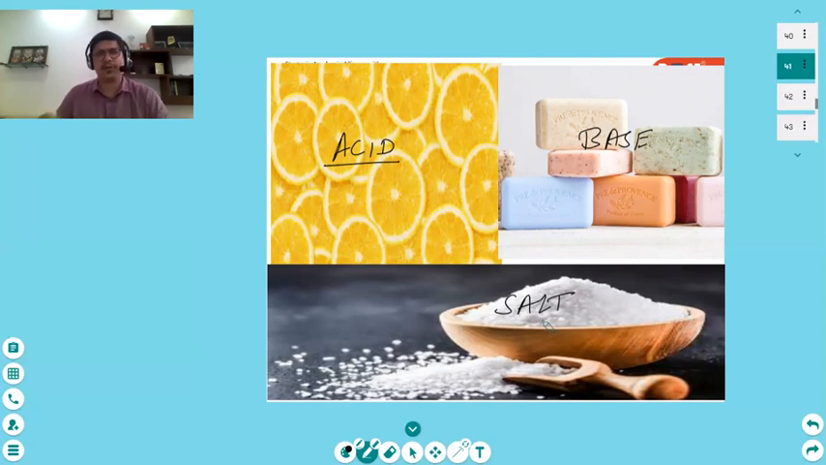One important question comes to mind: why do we study acids, bases, and salts? What is the use of it? If it doesn't have any significant relevance, why do we study it? The answer is, it has very high relevance in our day-to-day life, because most of the food we eat and most of the things we use are either of them.